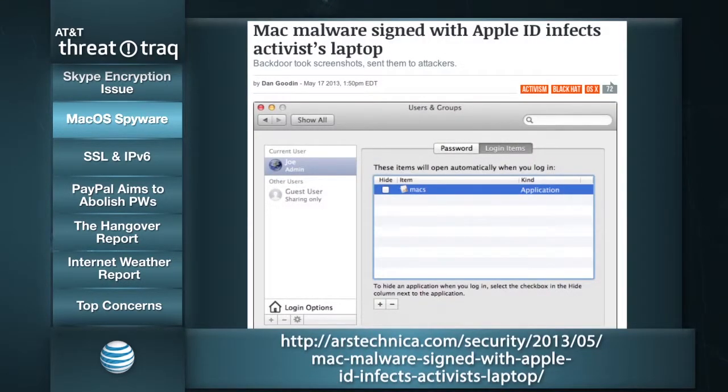Well, a couple of days ago, Ars Technica published an article about some MacOS spyware that was found on an activist's laptop. The interesting thing about this particular sample was that it was digitally signed with an Apple developer ID. Since, of course, this app developer ID has been revoked, that app developer can no longer sign applications or make new things. Another interesting thing about this malware sample is that it was very similar to another variant of OS X malware that was found maybe several months ago.